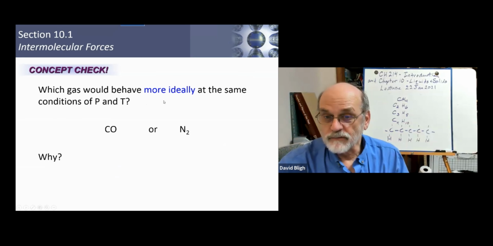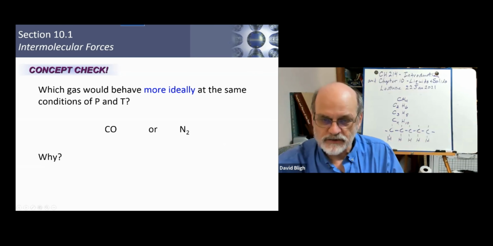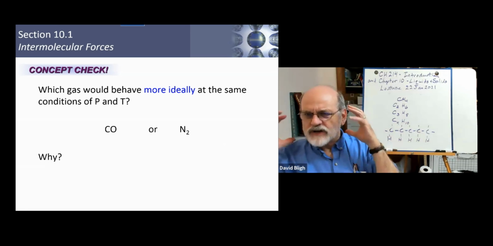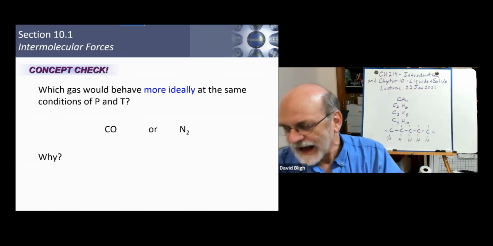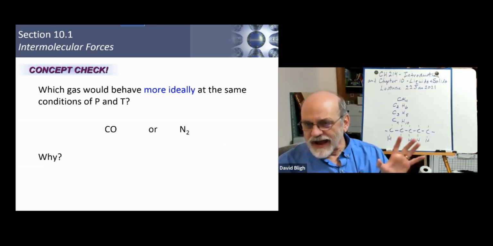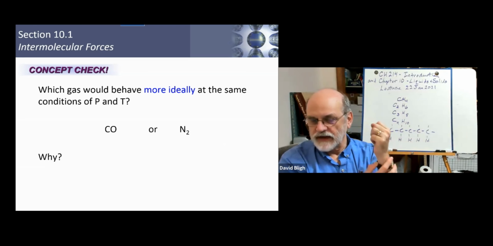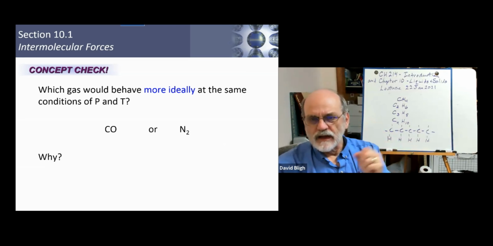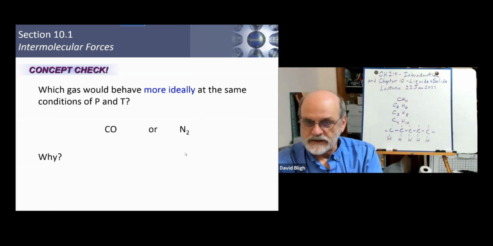Okay, which gas would behave more ideally at the same conditions of pressure and temperature? So the question is, what do we mean by ideally? Ideally refers back to the kinetic molecular theory, right? No interaction among the molecules of a substance, right? They just act like billiard balls. That's ideal behavior. So what we need to do is just say, all right, which one has intermolecular forces that are strong enough to influence its behavior?